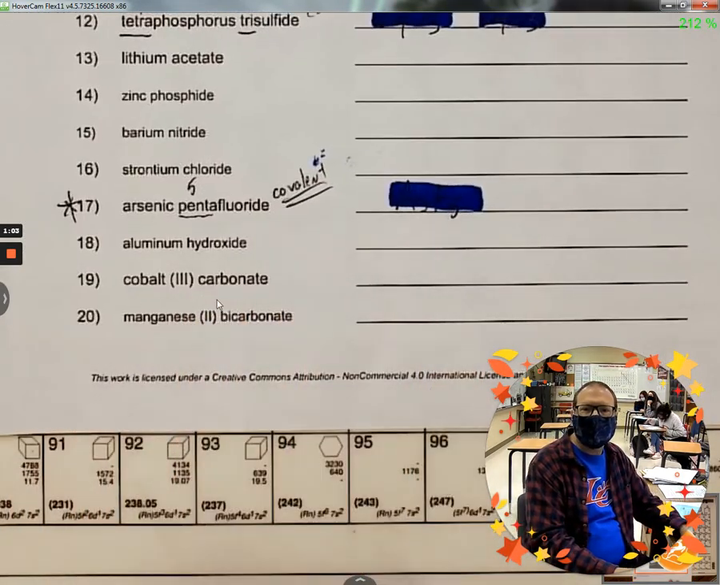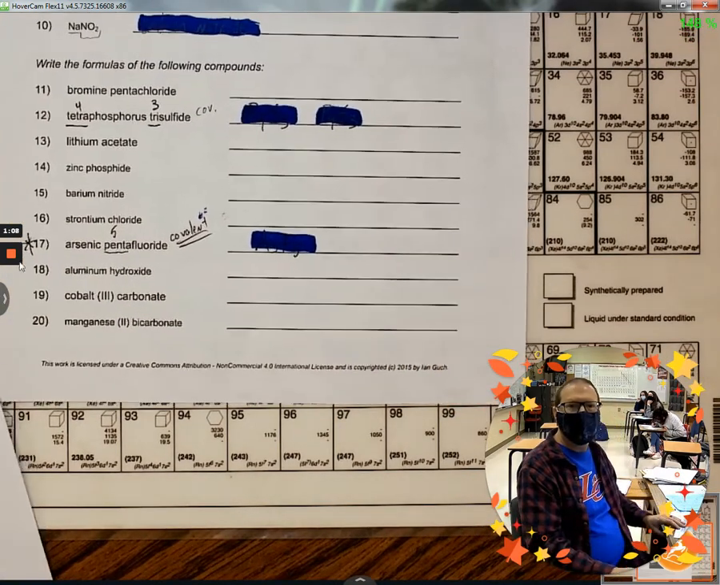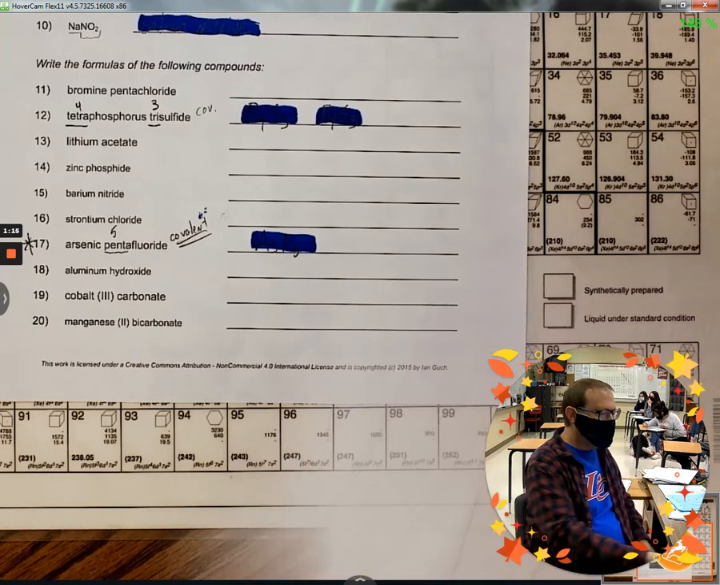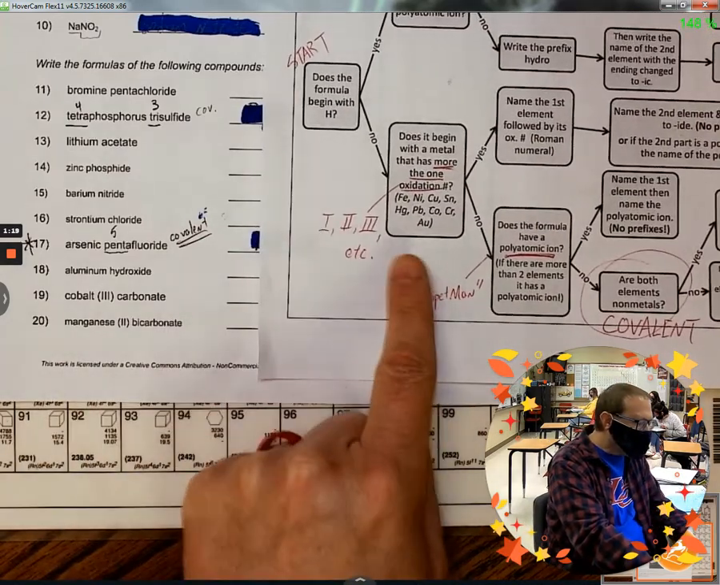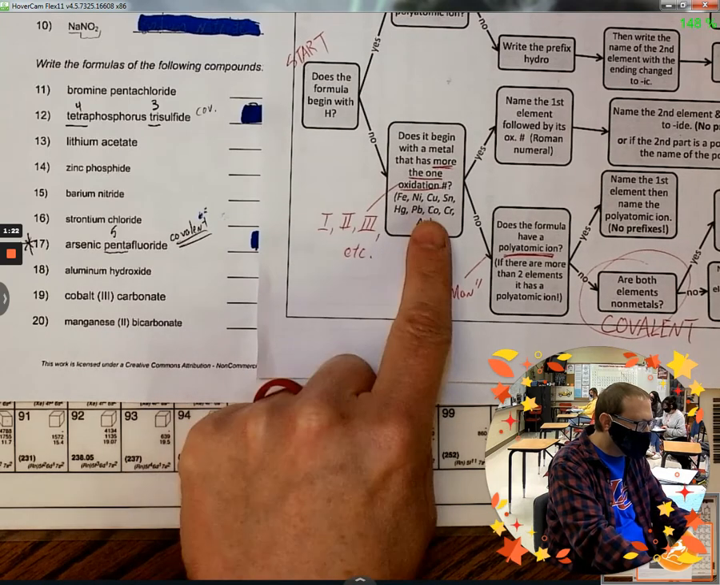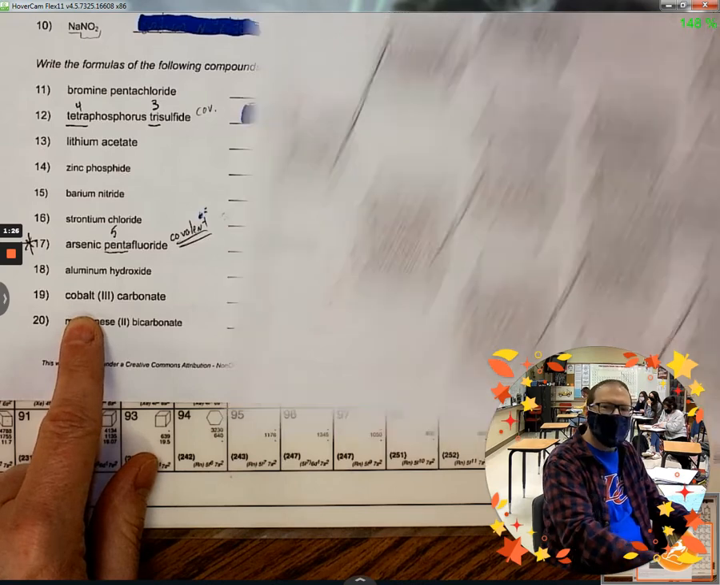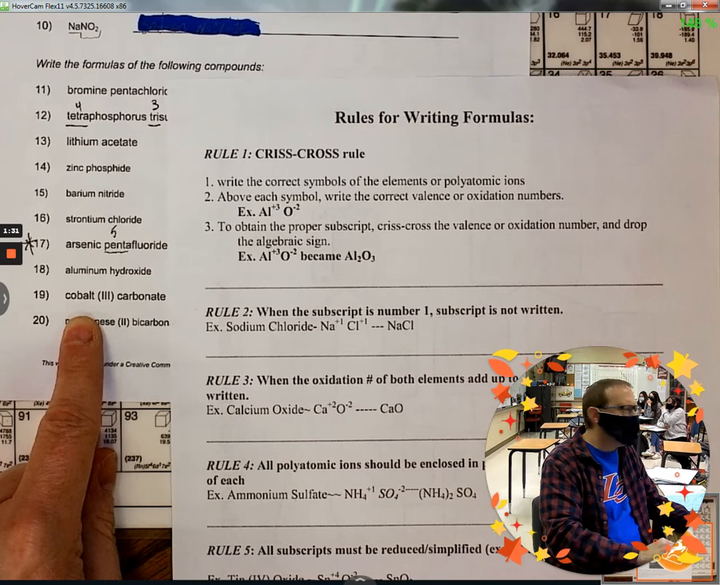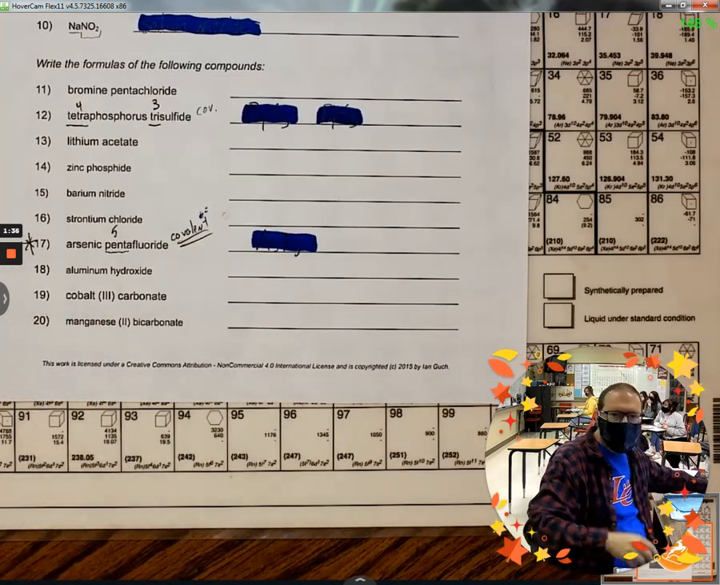So for 19, we've got cobalt-3 carbonate. I'm going to follow my flow chart here. Does it start with H? No, of course not. Does it begin with a metal that has more than one oxidation number, such as cobalt? Why, yes, it does. Oh, wait a minute. I brain farted. We're not naming. We're writing formulas, which in a way is a little bit easier, I think. So we're going to go with cobalt-3 carbonate.